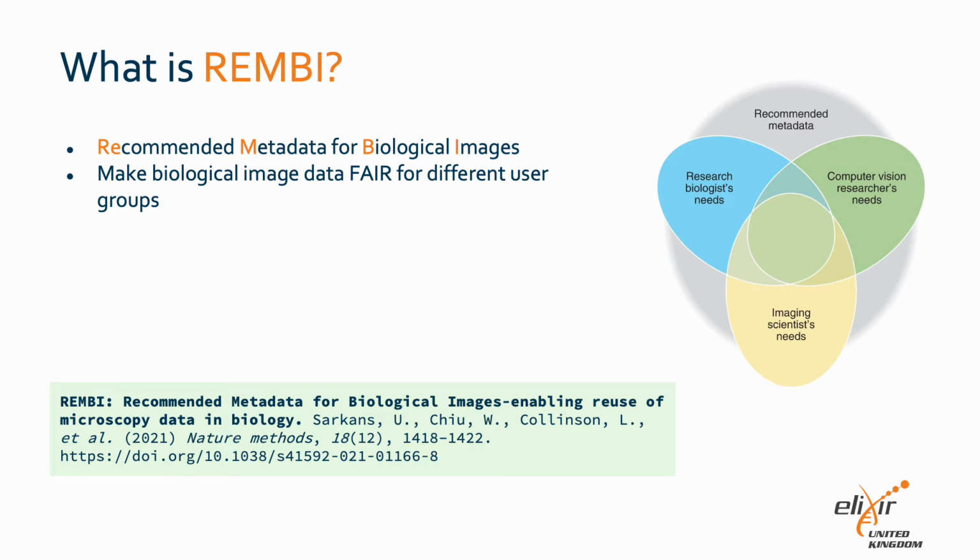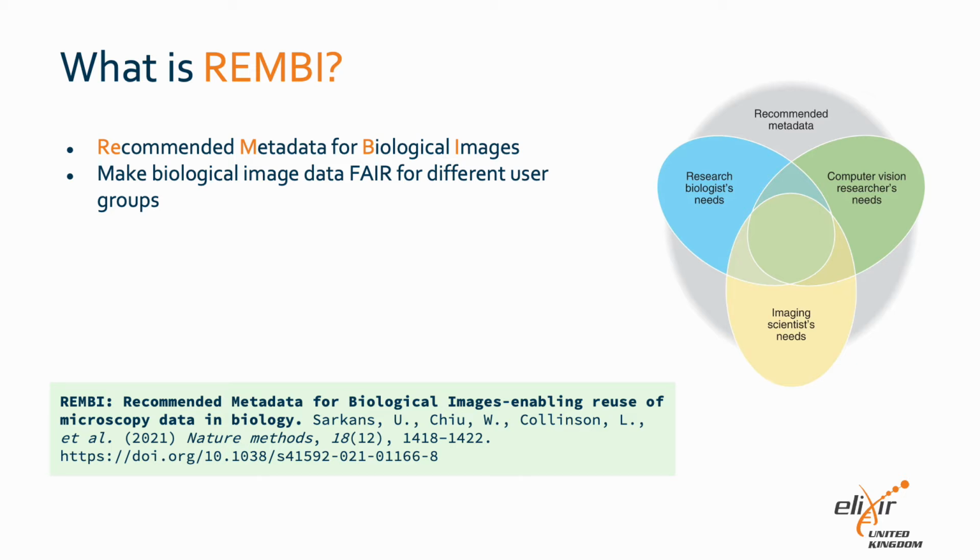REMBI stands for Recommended Metadata for Biological Images. These are a set of guidelines with the aim to create metadata standards for diverse imaging communities. These are currently in draft form in order to encourage discussion, but they provide a useful guide for considering what metadata to collect so that your image data can be made fair, findable, accessible, interoperable, and reusable.